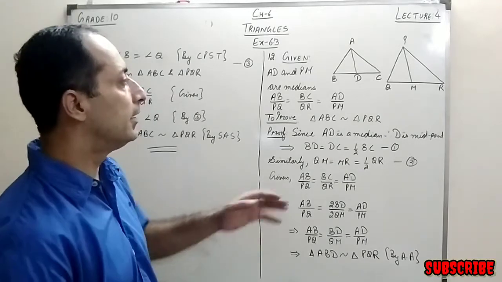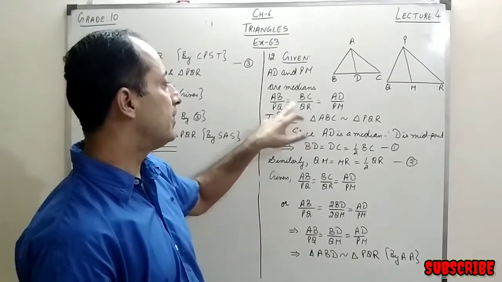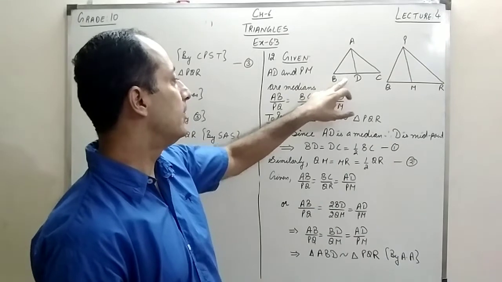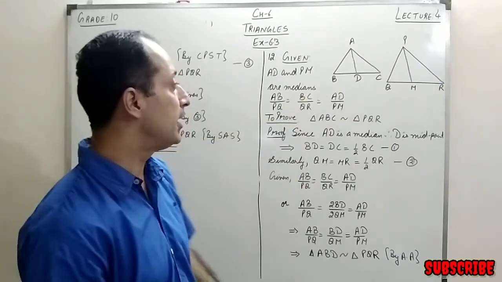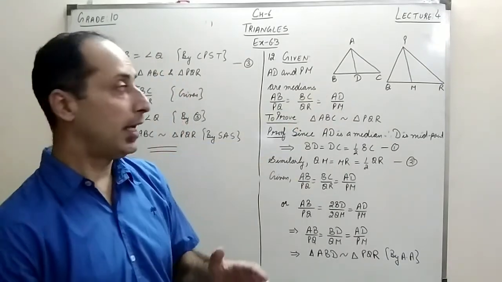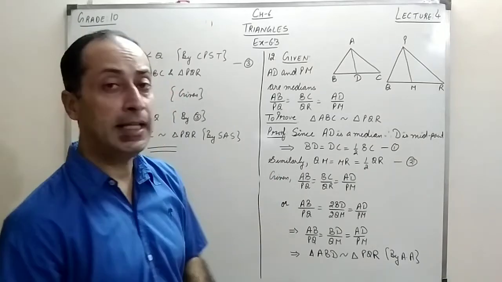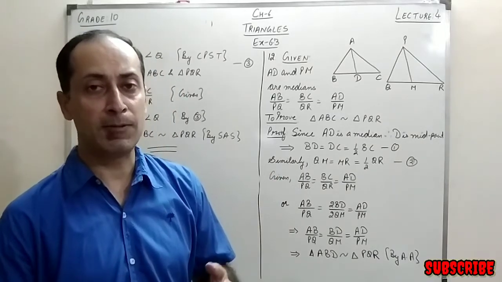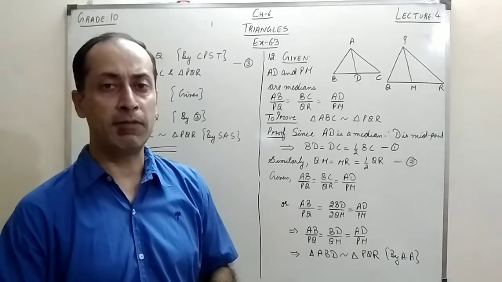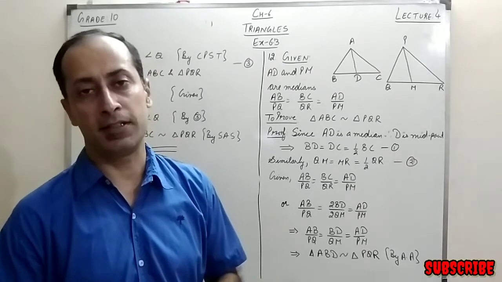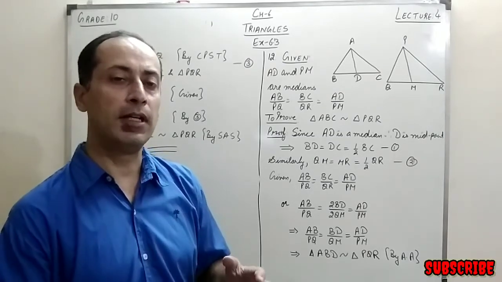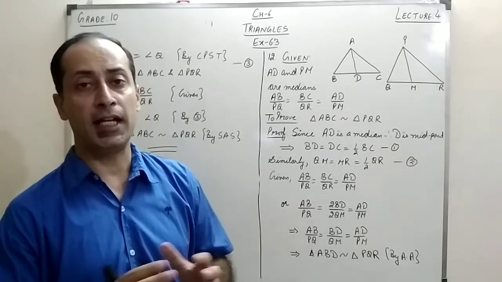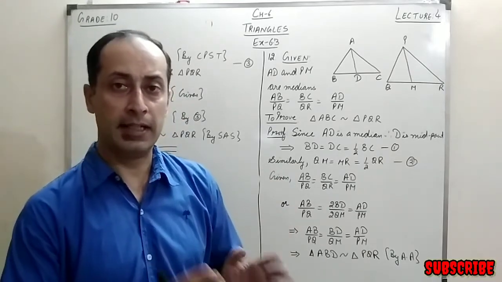But if you see clearly, since these two sides AB and BC are, we can say AB by PQ is equal to BC by QR, if we prove that the angle between the sides is equal, then it will be more comfortable for us to prove that the triangles are similar. So let's try for that. Let's try to prove the angle between the sides is equal.